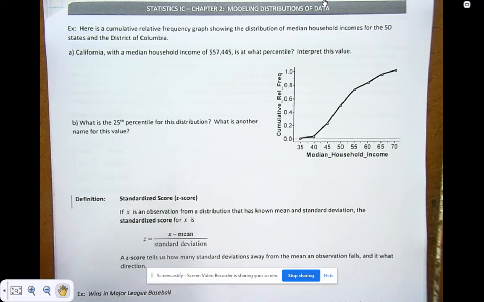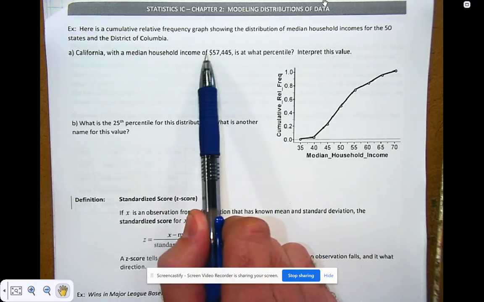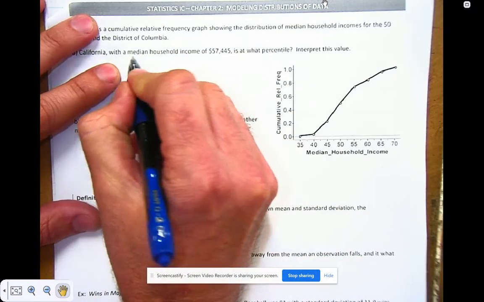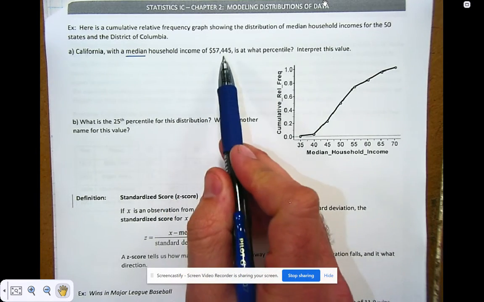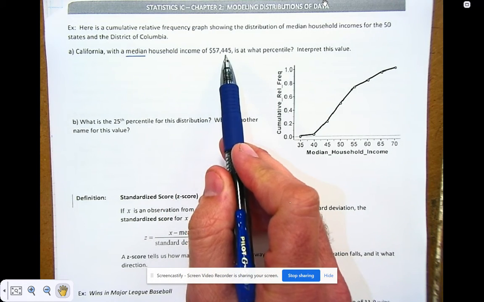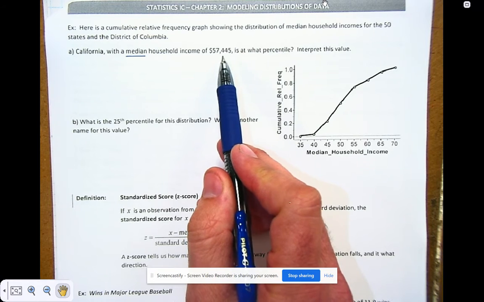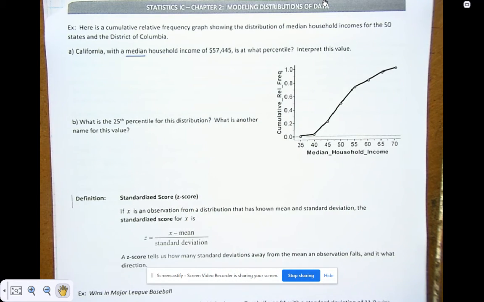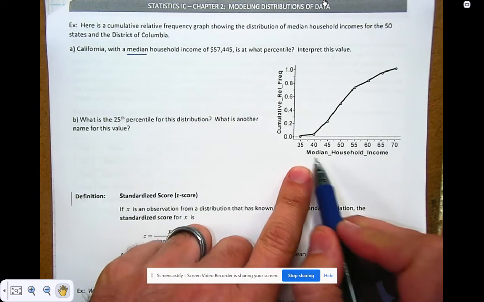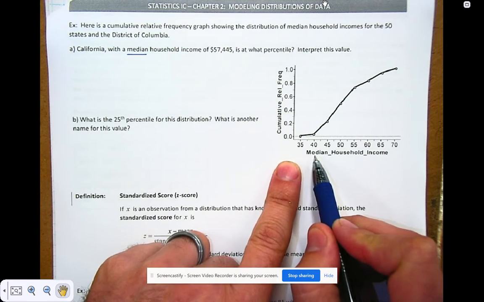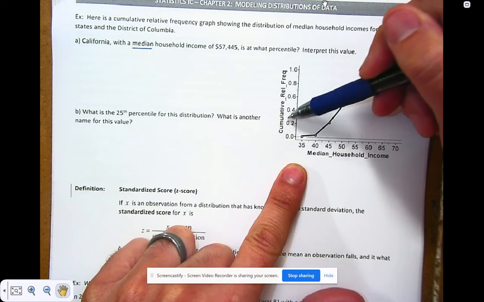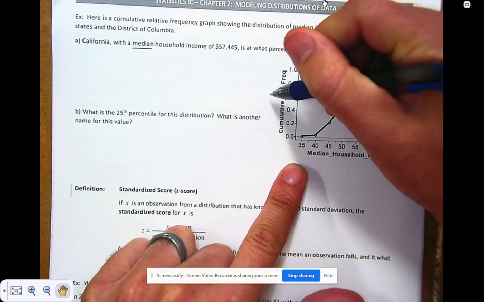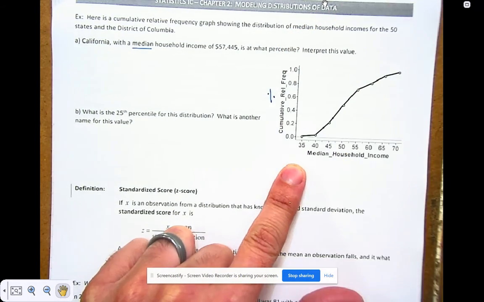And interpret this value. Okay, so let's review because we got a lot of vocab here. So what's up with median? Median is talking about that number, 57,445. 50% of families in California make more than that, and 50% of families in California make less than that. And so if you want to go over to the graph along the x-axis, you can see that it's talking about the median household income. And then over here, you have your cumulative relative frequency, but that's just fancy, you guys. These are percents.